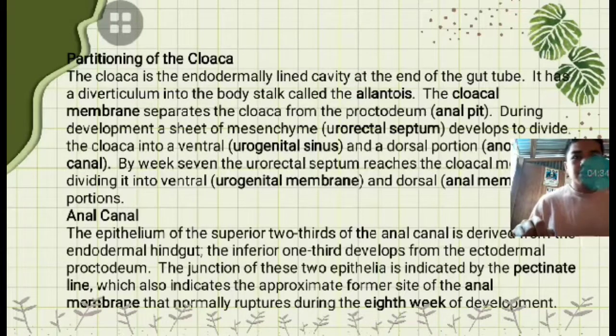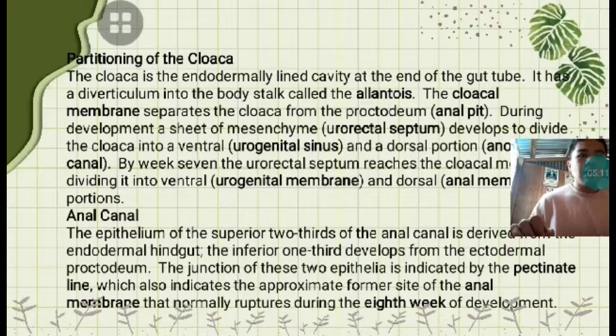Partitioning of the cloaca. The cloaca is the endodermally lined cavity at the end of the gut tube. It has a diverticulum into the body stalk called the allantois. The cloacal membrane separates the cloaca from the proctodeum, or anal pit.